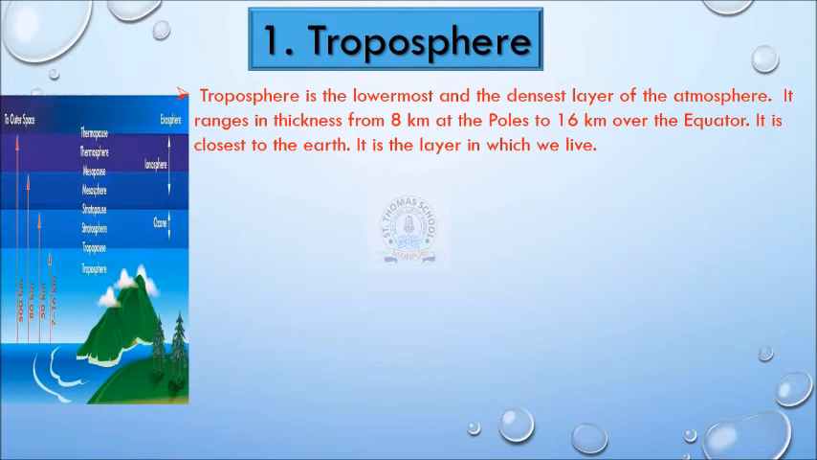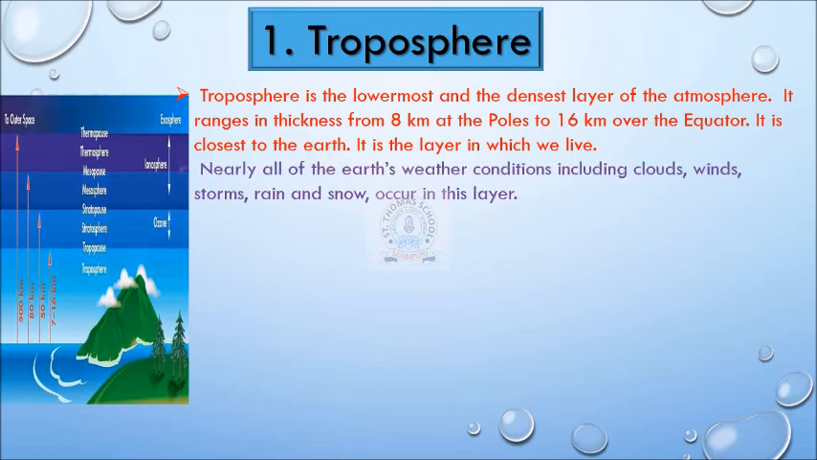It ranges in thickness from 8 kilometers at the poles to 16 kilometers over the equator. It is closest to the Earth. It is the layer in which we live. It contains more than 75% of the total mass of the atmosphere. Nearly all the Earth's weather conditions, including clouds, winds, storms, rain, and snow, occur in this layer. The weather forecast is made by studying the troposphere.